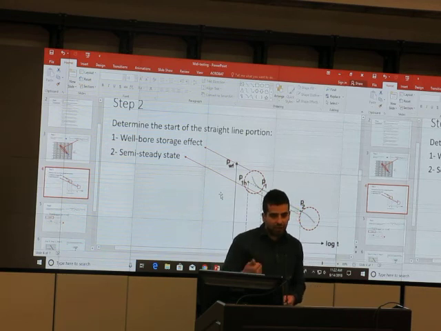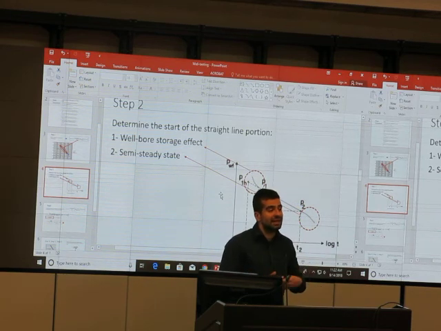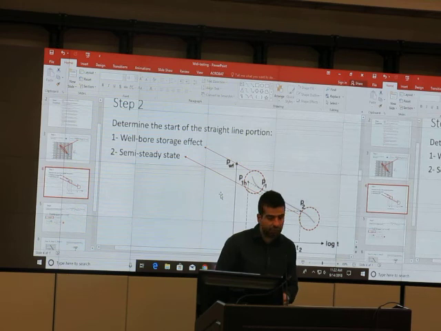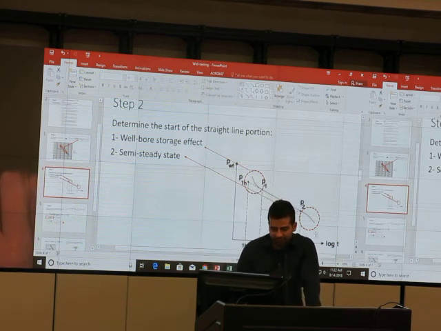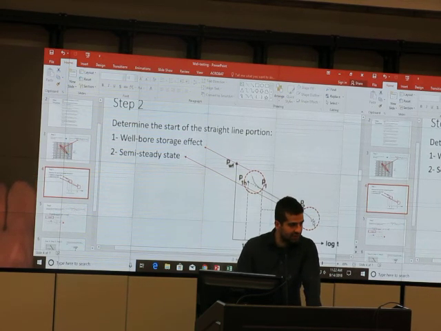If it is on top, it means it is an initial stage of the production. It means it is because of wellbore storage. If down here, it is because it has entered the pseudo-steady state.